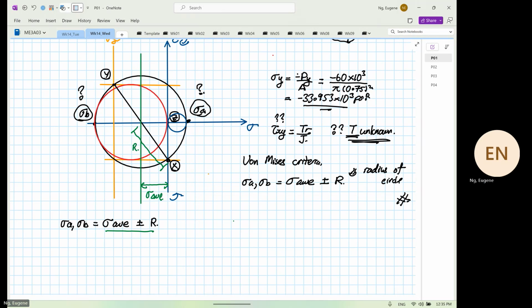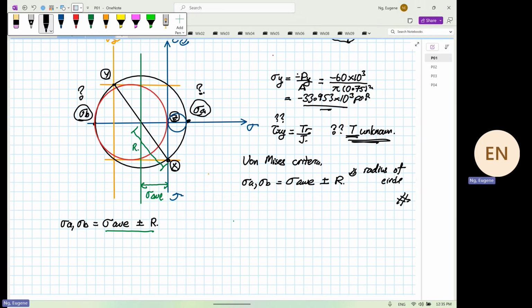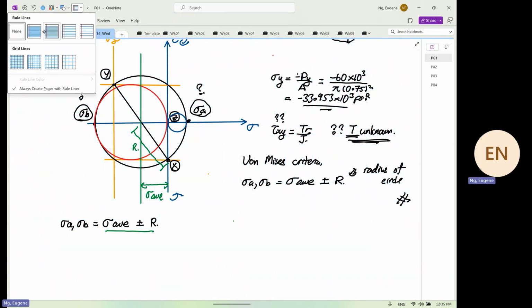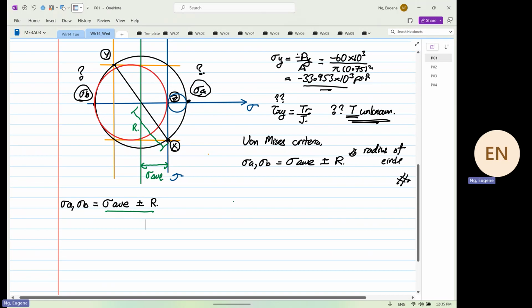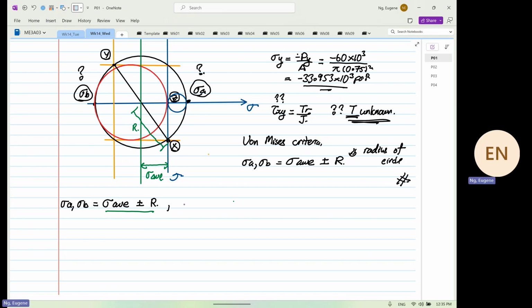So now if we were to focus onto Von Mises criteria, right? We are going to go into Von Mises. So based on Von Mises criteria, or I'll put here that R is the radius or tau max, okay, for the 3D Mohr circle.